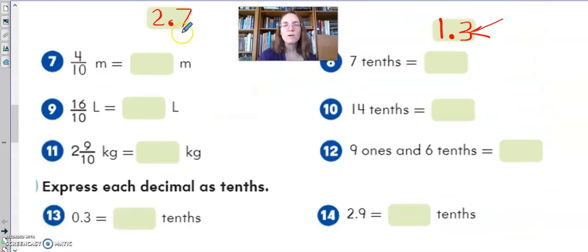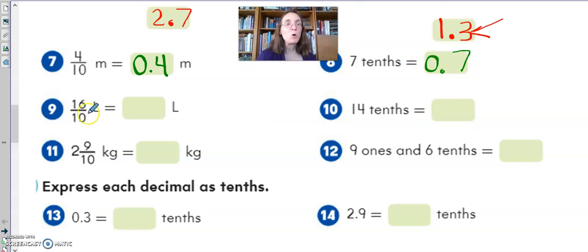Here we go. We're translating these fractional parts into decimals. 4 tenths of a meter. No whole meters. 4 tenths. There's the tenths place. Ooh, word form here. 7 tenths. Well, I'm going to use my placeholder 0 right here and shove that 7 into the tenths place. The tenths place is the first one to the right of the decimal.